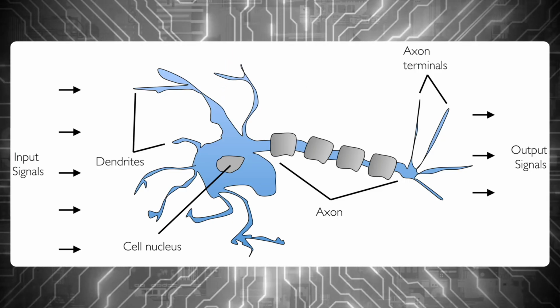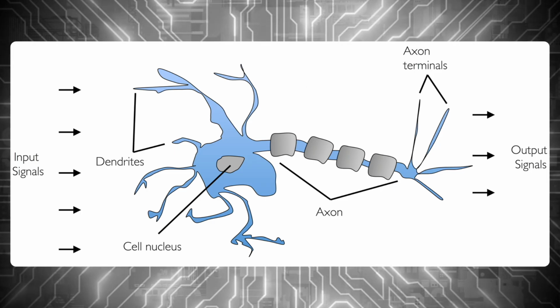These weighted signals combine in the cell body, and if the total is strong enough, it fires an output through the axon. The key insight: the neuron learns by adjusting dendrite thickness, making some signals more important, others less. And that's exactly what a perceptron does with its weights.